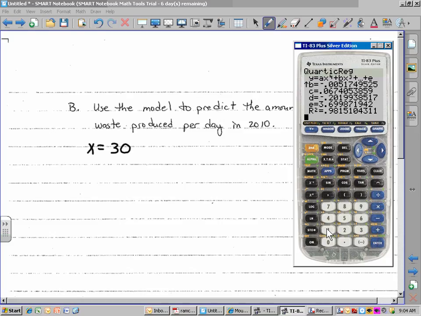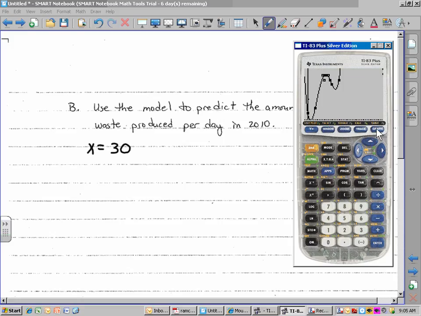We're going to go to window. The reason we're getting an error is because the x max needs to be larger than the value we're trying to calculate. 30 is not between -2 and 23, so I'm going to make this say 50. That way we definitely know we have it. And then we hit graph. Just hit graph.